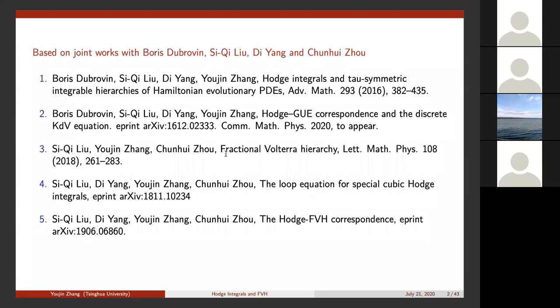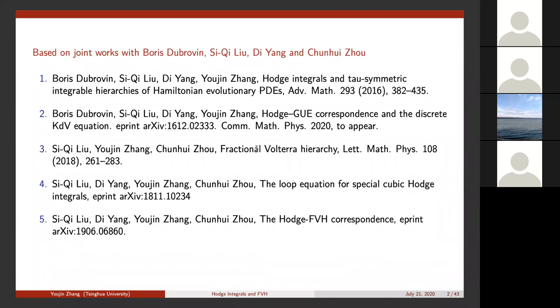Then we arrive at some integrable hierarchy we call the fractional Volterra hierarchy, which is also a generalization of the discrete KdV hierarchy. In this paper, we write down this so-called fractional Volterra hierarchy, and we make the conjecture that the tau function of this fractional Volterra hierarchy gives the partition function of the Hodge integrals. Then in the fourth and the fifth paper, we prove this conjecture.